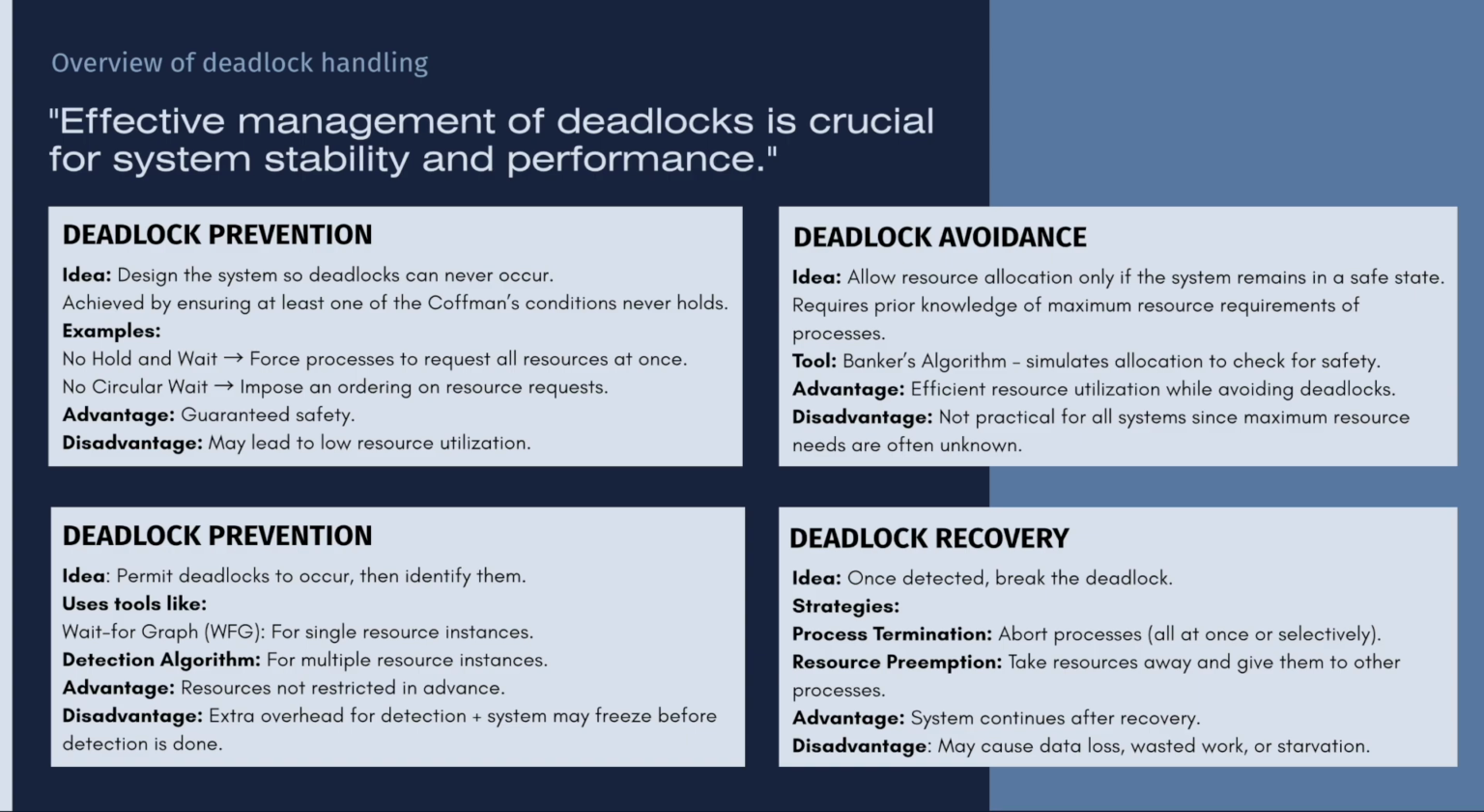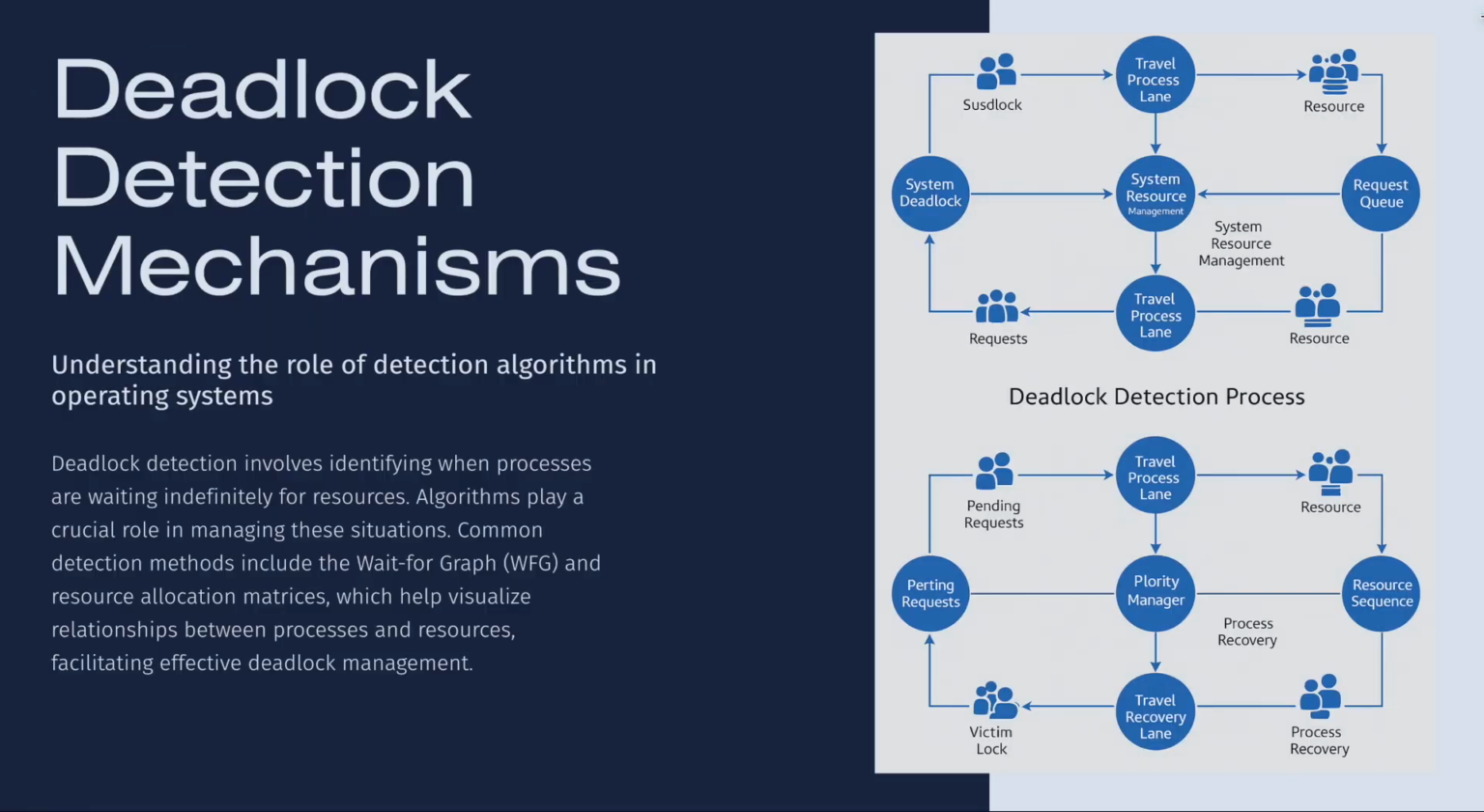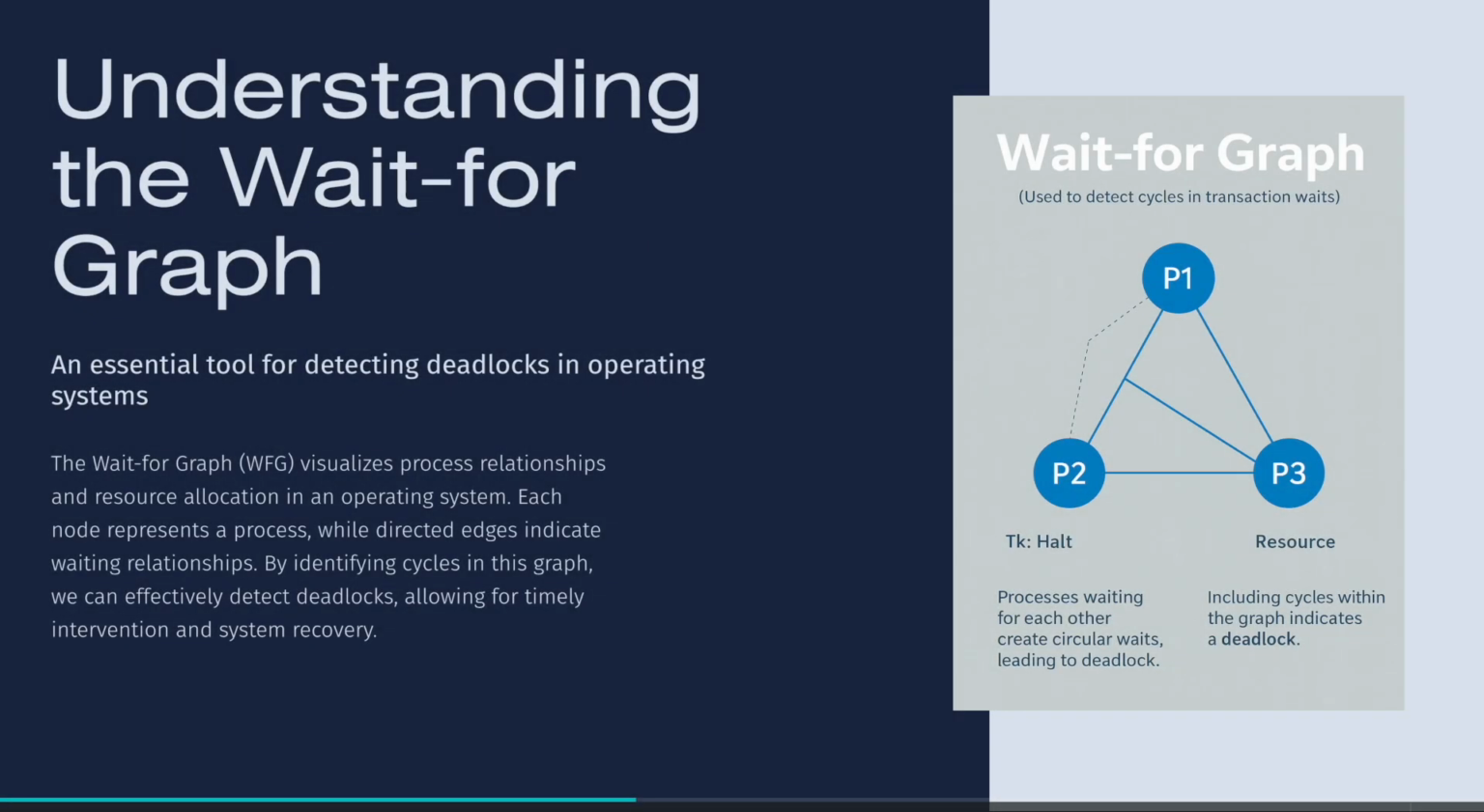In detection, the system does not try to stop deadlocks from occurring, but identifies them once they happen. For single resource instances, the wait-for graph is used. If there's a cycle, it indicates a deadlock. For multiple resources, the detection algorithm uses matrices like available, allocation, and request in order to check which processes can finish and which are stuck. This approach allows high resource utilization, though it adds some system overhead time.